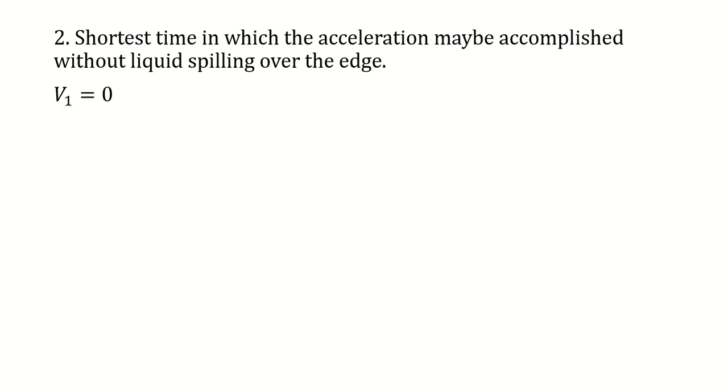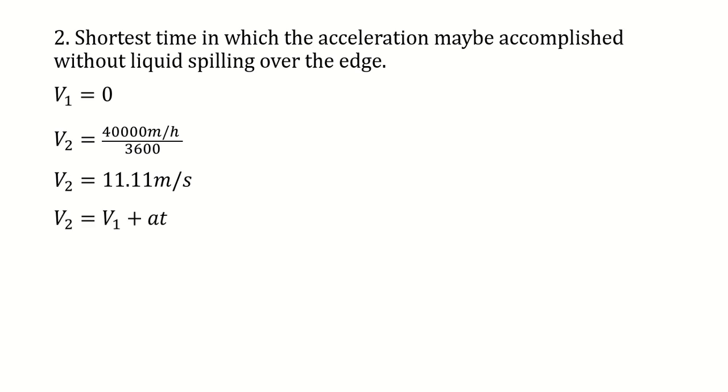V1 equals 0. V2 equals 40,000 meters per hour over 3,600. Let us divide 40,000 meters per hour over 3,600. We have the value of V2, which is 11.11 meters per second. Since we have the value of V2, let us substitute V2 by 11.11 meters per second, and since the value of V1 is 0, let us substitute V1 with 0.